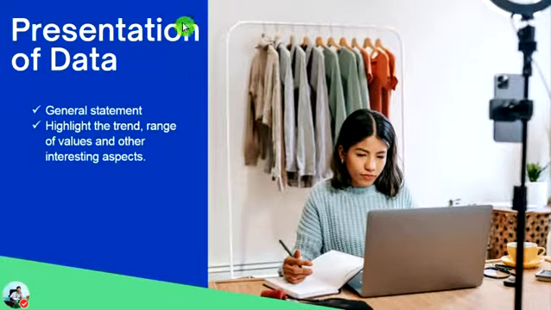So the table presents different figures, numbers, etc. You don't need to explain everything, but you need to highlight only the trend, range of values, and other interesting aspects. I suggest you just highlight the lowest figure and the highest figure. Don't worry, I will elaborate on this after this explainer video. Do not leave the reader to sort out the figures and decide what they mean.